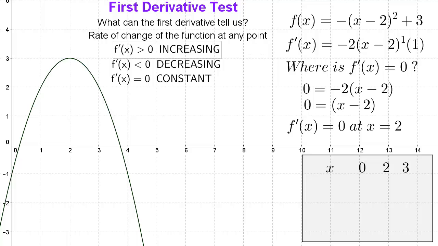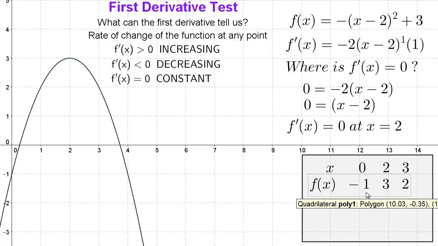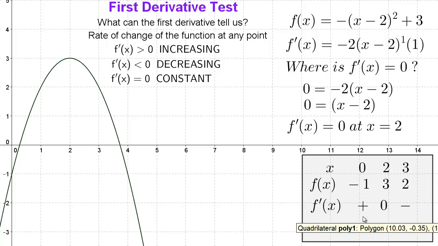So if we know those are the x values, what we're going to do now is find the f of x, the y values that correspond with those of the original function. And when you evaluate the function at 0, 2, and 3, you get -1, 3, and 2 respectively. What's the derivative at those points? For the first derivative test, the actual value of the first derivative isn't important. What's important is the sign, S-I-G-N, sign, positive or negative, of the first derivative.